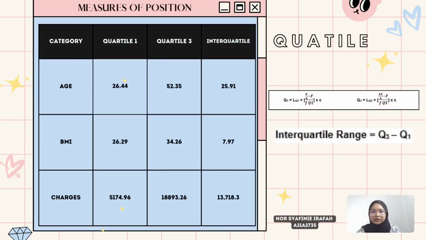In measure of position, we have quartile. To calculate quartile 1, the formula is Q1 equal to LQ1 plus (n/4 minus VF) divided by FQ1 multiplied by C.